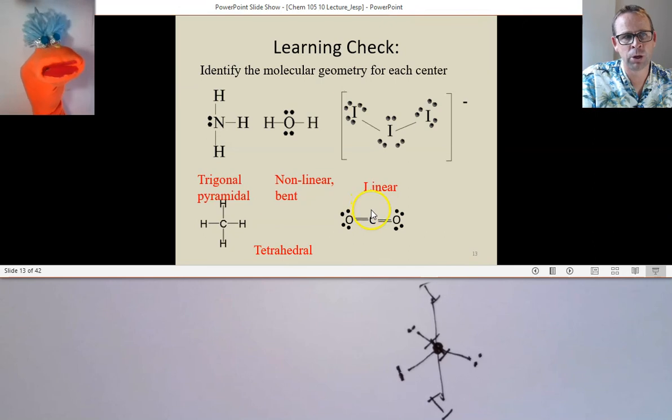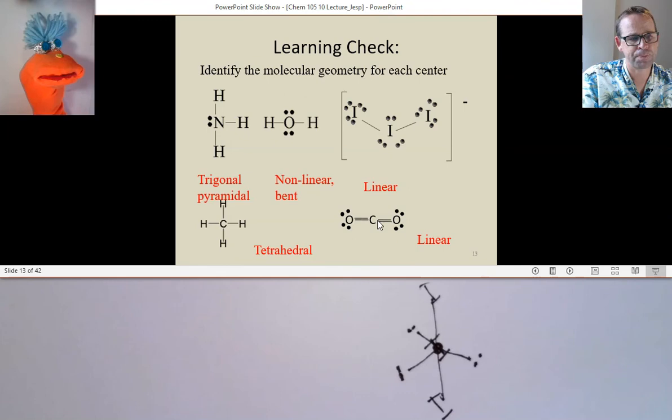Okay, what about this one here? Do double bonds count as 1 or 2? Double bonds count as a single region of electron density, so there's just 2 regions. Yeah, so that's just linear. Very good. Linear. Fabulous job.